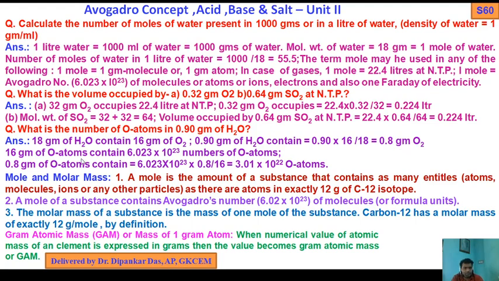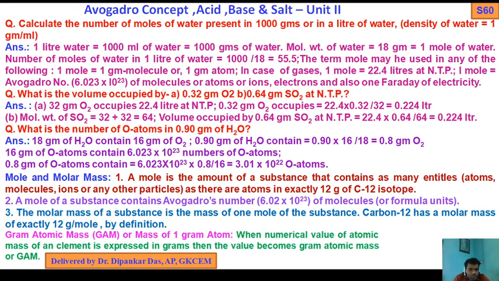So 16 gram of oxygen atoms contains 6.023 into 10 to the power 23 oxygen atoms. So 0.8 gram of oxygen atoms contains 6.023 into 10 to the power 23 into 0.8 by 16, that is 3.01 into 10 to the power 22 oxygen atoms. So that is the answer, 3.01 into 10 to the power 22 oxygen atoms.